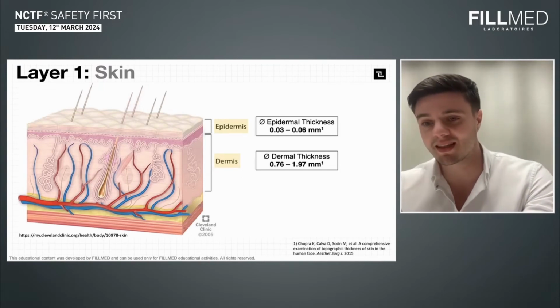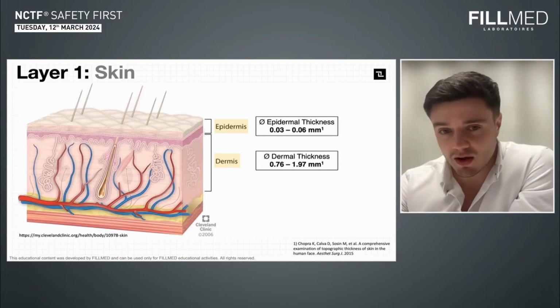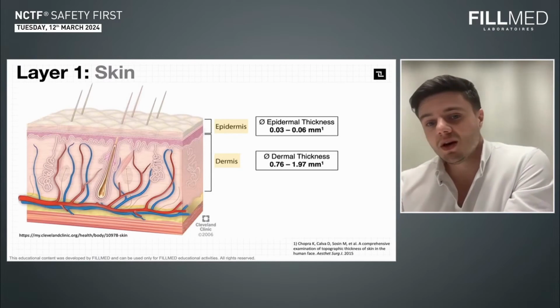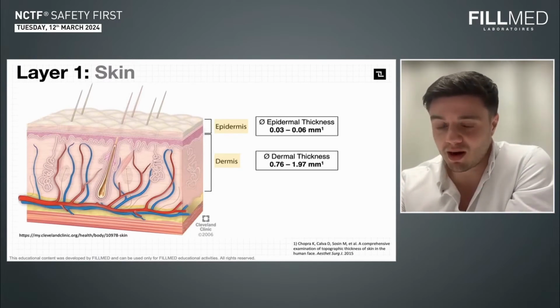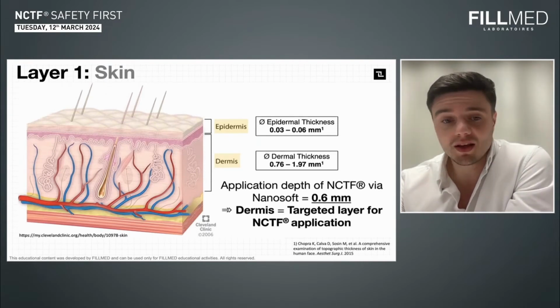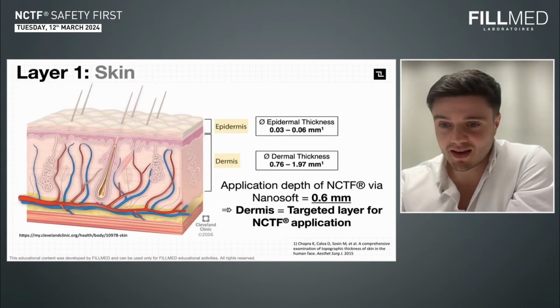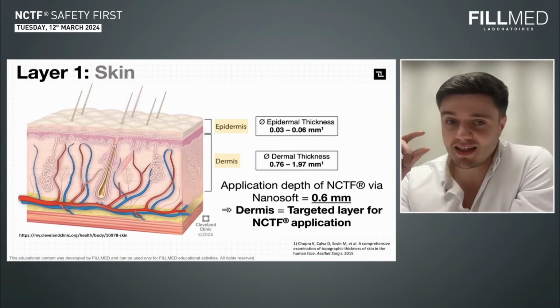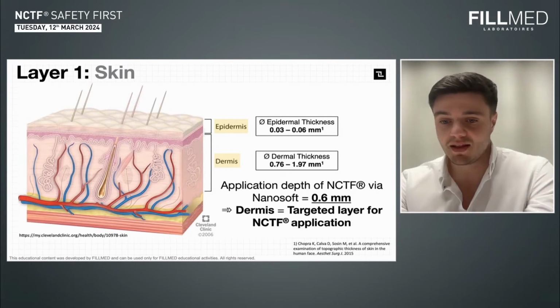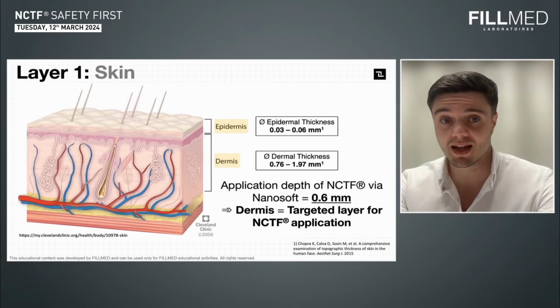And when talking about skin revitalizing treatments, and especially NCTF, we have to understand where we apply our product. In this case, we can safely say that we want to apply it into the dermal layer. And this is easily possible when we take a closer look at the length of the needles of the nanosoft device, which are 0.6 millimeters. That means we will end up straight in the dermal layer. And this is also the layer we want to target.